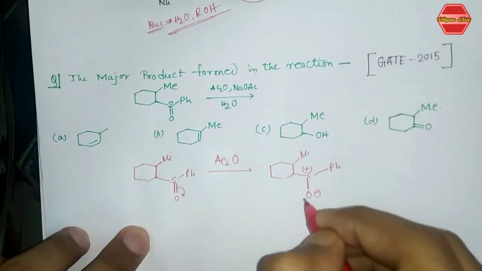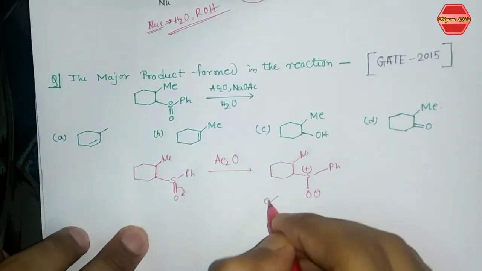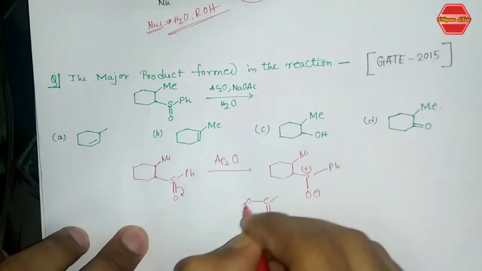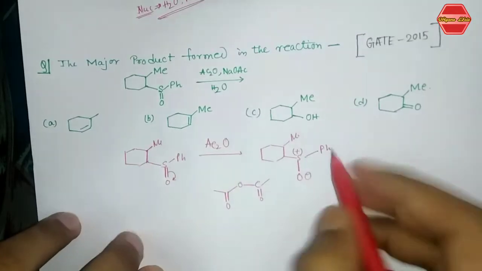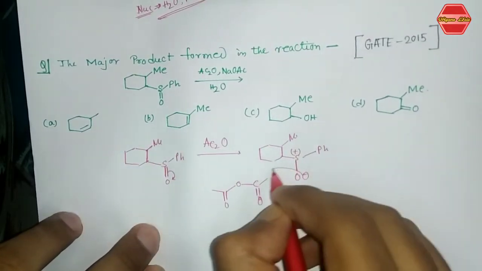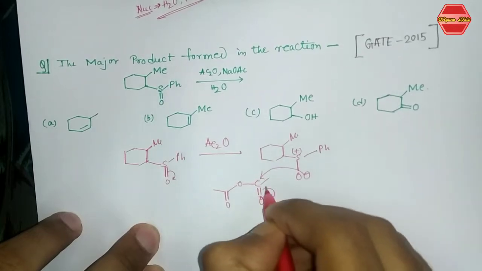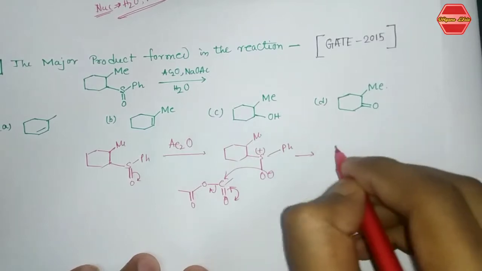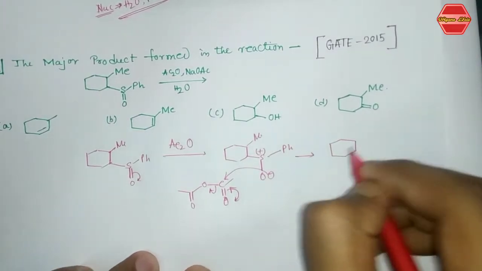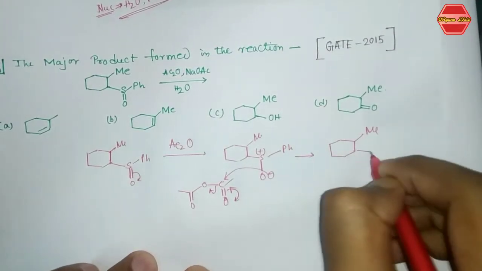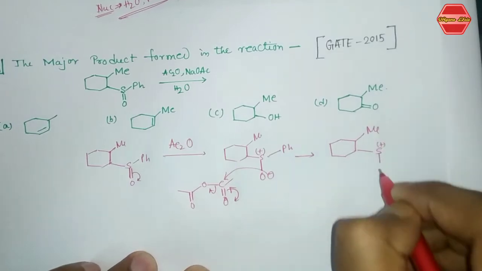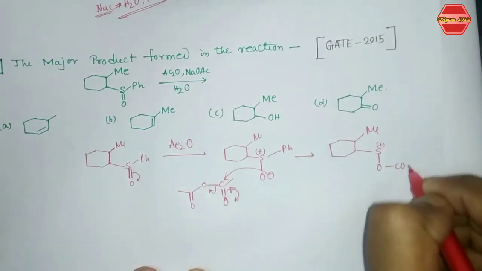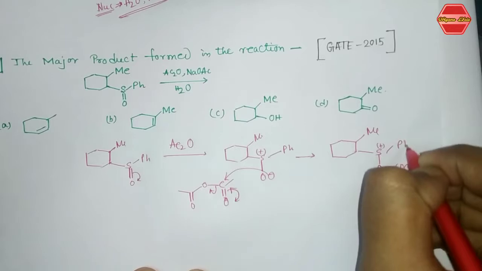Now this will attack over this center. Okay, like this way, and this will attack selectively over here. These bonds go over here, and this will leave from the system. Okay, now you finally get the product, that is this one. This is your methyl, this is your positive charge, this is your OCOCH3, and this is your Ph.